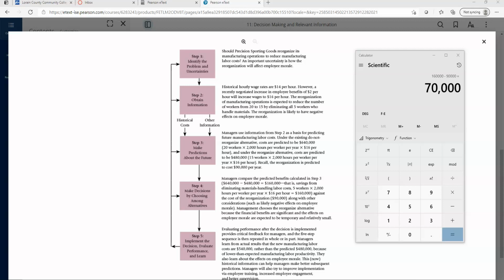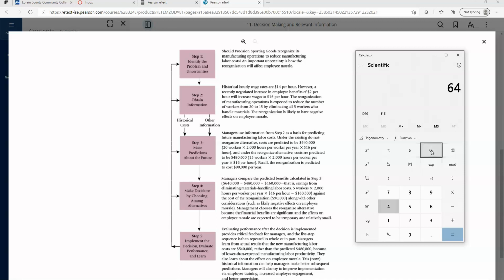So the company is now going to have to evaluate and then learn. So what is a company learning? Making better predictions, improving implementation via employee training, increased employee engagement, and better supervision. So that $70,000 we had, let's see here. And let's calculate the actual savings based on the reorganization plan.